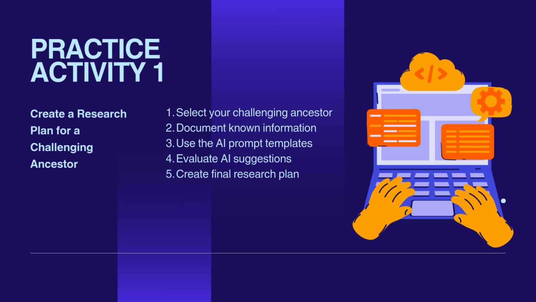You'll want to check the responses to be a doable project, in other words, a smart timeline. And I'm going to suggest that you also create a research planning board in Trello, and I'll show you an example. So the steps for the activity include selecting your challenging ancestor, documenting known information and uploading that to your tool, using an AI prompt template that you've been developing, evaluating the AI suggestions from the responses, and then using the information to create your final research plan.